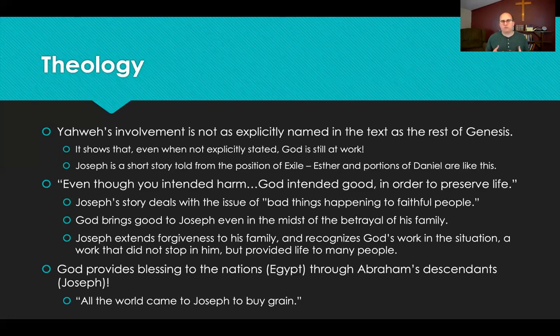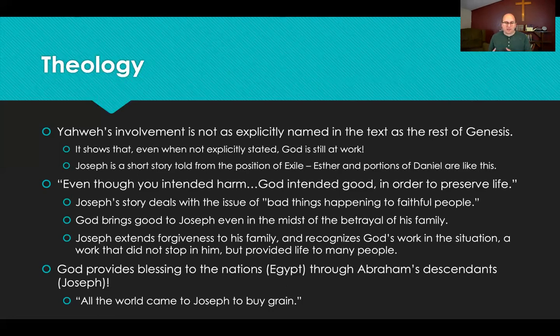Joseph is a short story told from the position of exile, much like Esther, much like portions of Daniel. And it doesn't have a lot of bombastic statements about God's involvement in the story. It just tells you the story, and you come to the conclusion that God has been involved this whole time through Joseph's confession. You read the whole story back and you say, wow, God intended this for good. How? How wonderful and how tragic that this happened to Joseph. But wow, that God can bring good out of even that dysfunctional of a family.